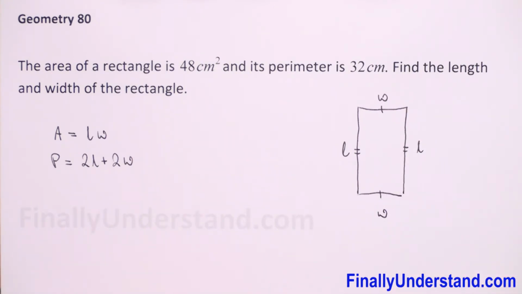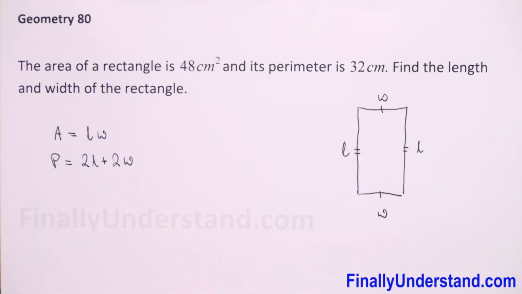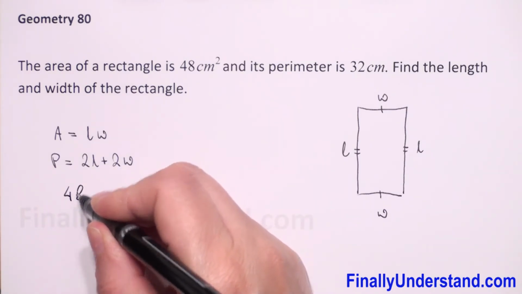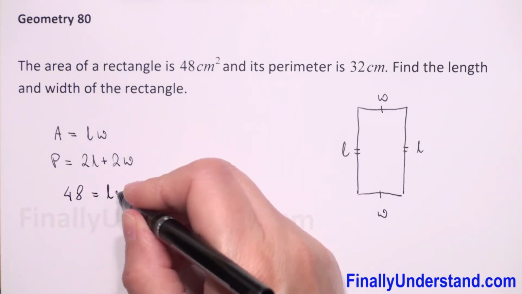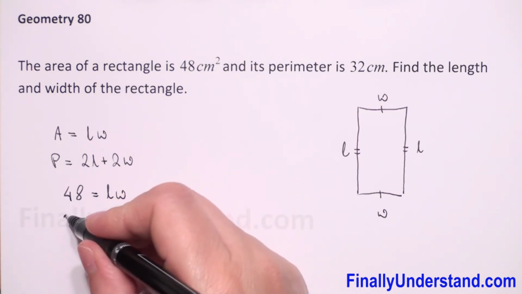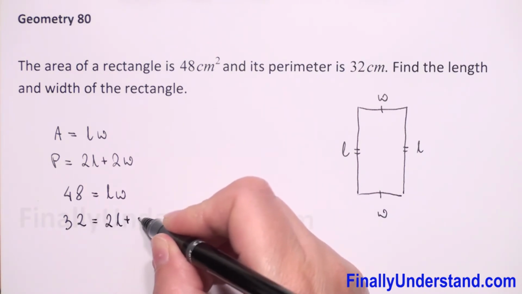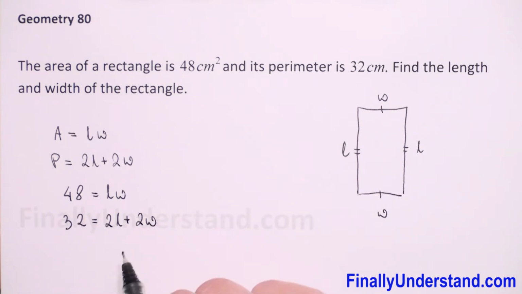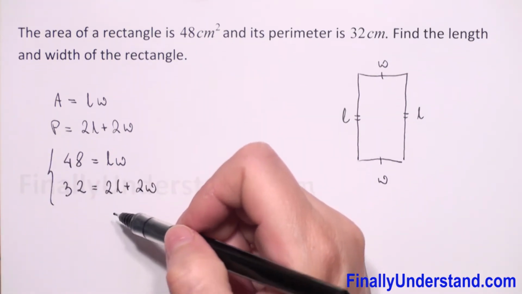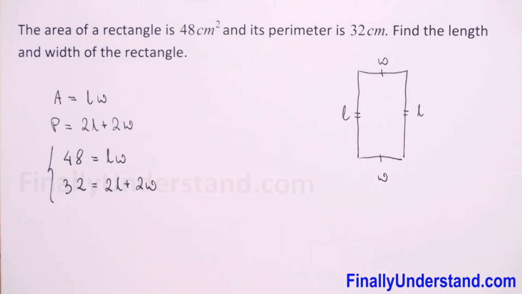And what we have given, that area is 48 and perimeter is 32. So we can substitute A by 48. This is equal LW. And we have that perimeter is 32. This is 2L plus 2W. We have two equations, two unknowns. So let's first copy the first equation.